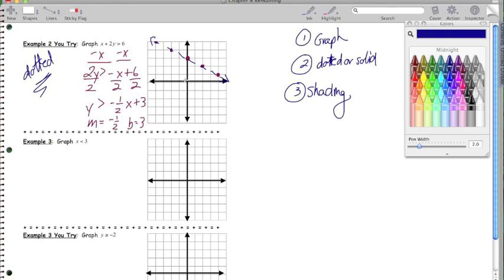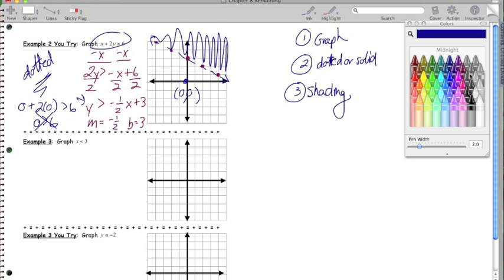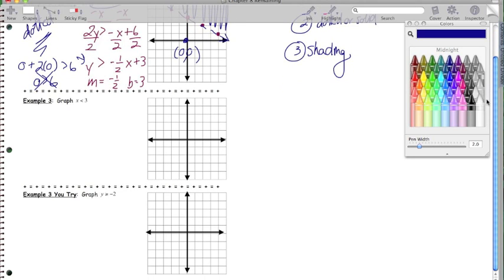So again, my point 0, 0 does not fall on the line, so I'm going to test that point. I'm going to substitute 0, 0 into my inequality. I can substitute into either the original or my new one. It doesn't matter because this is the same thing, just written differently. I'm going to put it into my original. I get 0 is greater than 6. That is not true. So that means this side that contains my test point is not a solution. That's not right. And instead I shade that side.